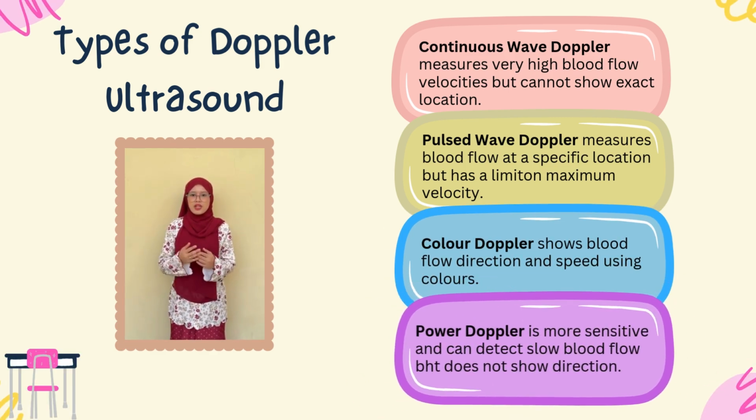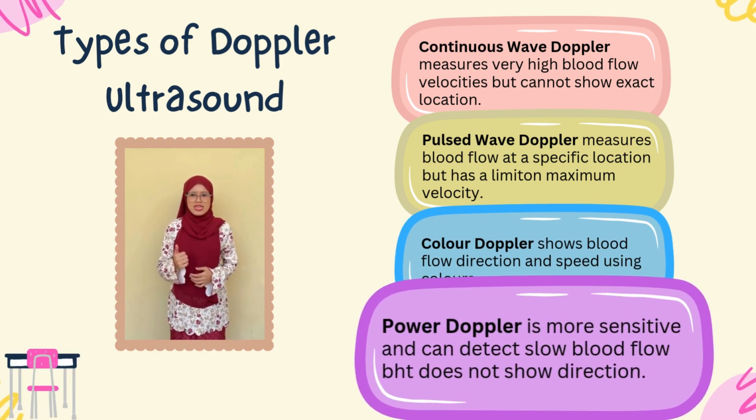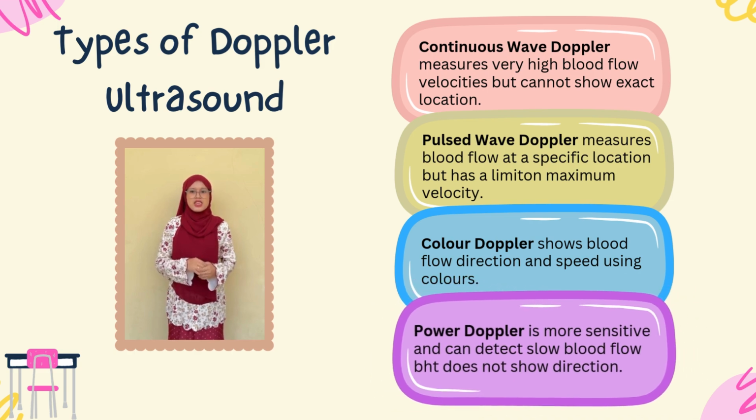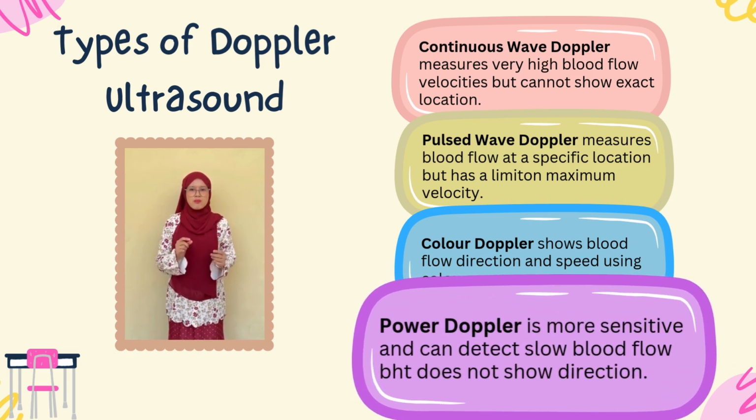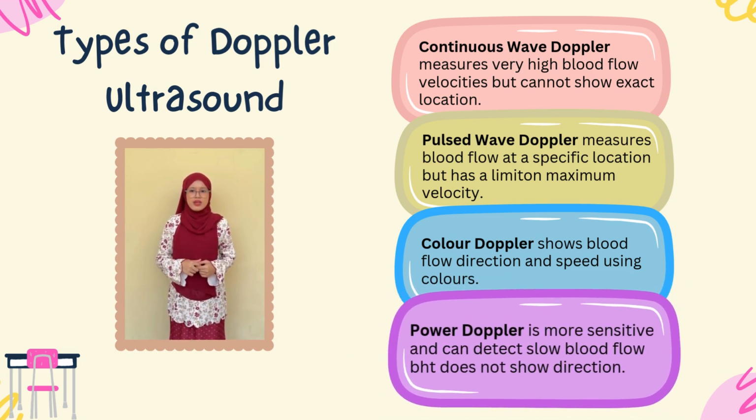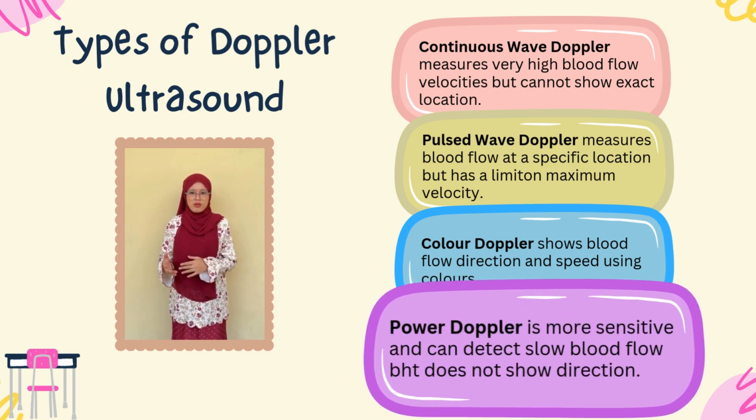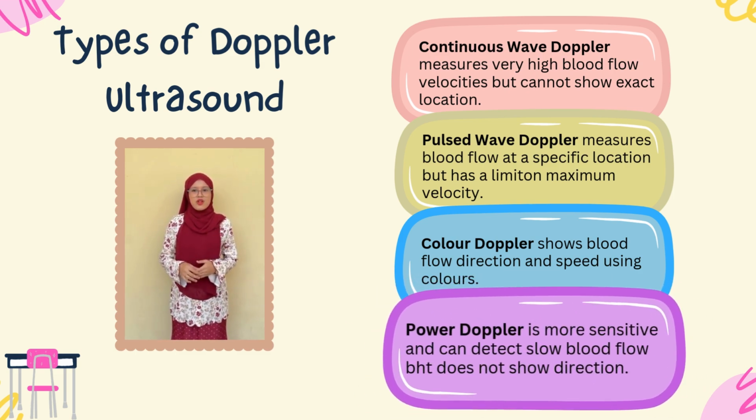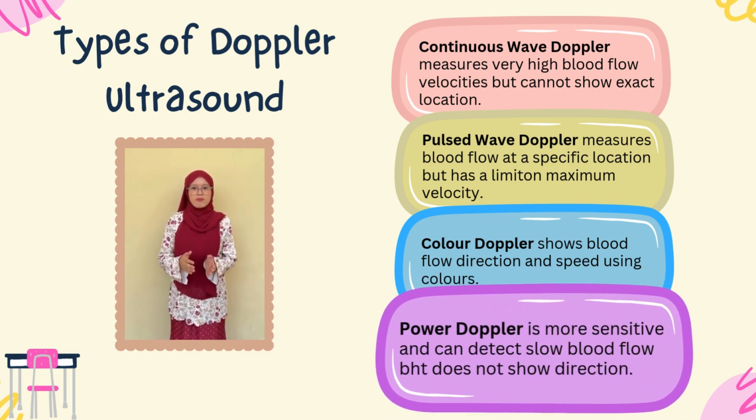Lastly, there is power Doppler. Power Doppler is more sensitive than color Doppler and can detect slow blood flow, especially in small blood vessels. However, it does not show the direction of blood flow. Different types of Doppler ultrasound are chosen based on the patient's condition and diagnostic need.